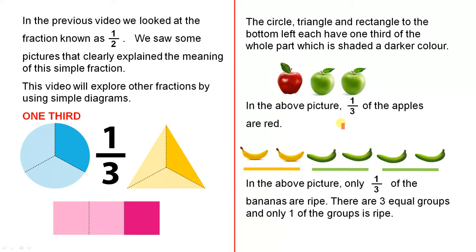Let's look at this picture here with 3 apples. In the above picture, 1/3 of the apples are red. See, because you've got 3 apples, but only one of them is red, so it's 1 over 3.